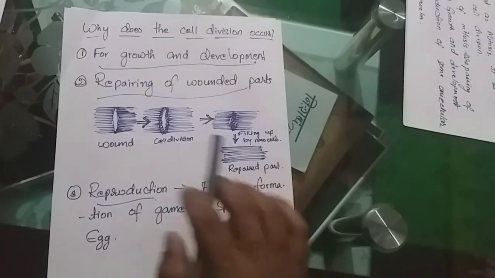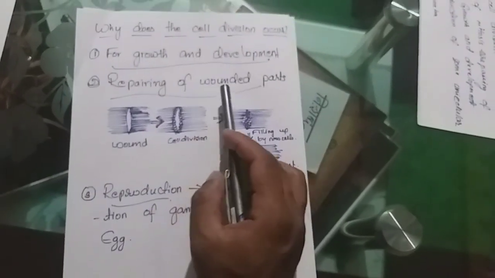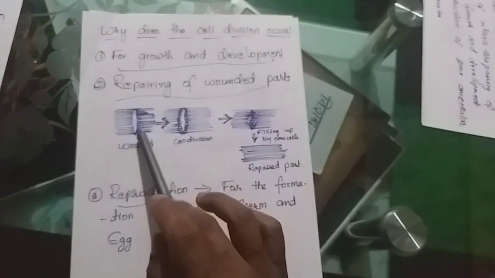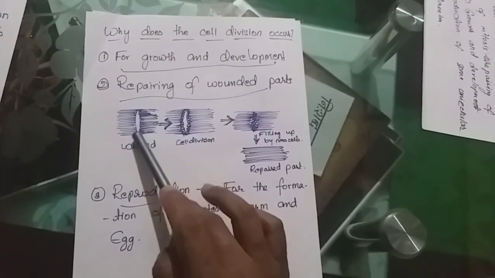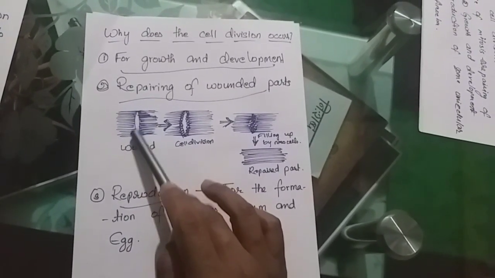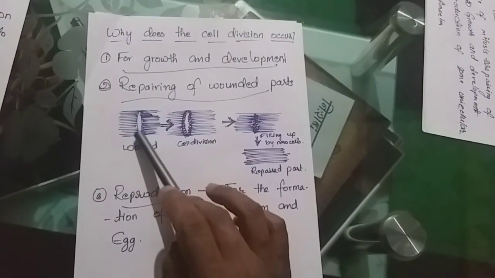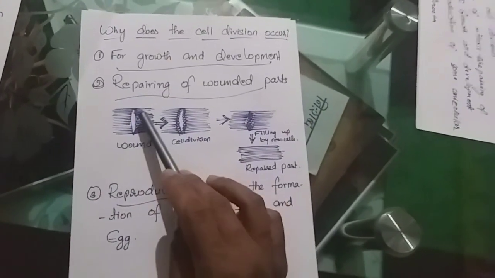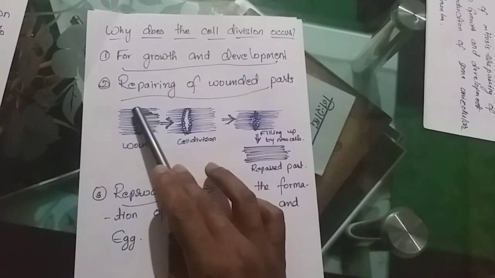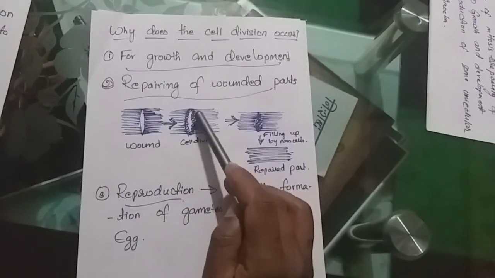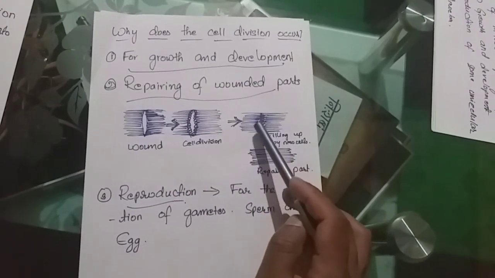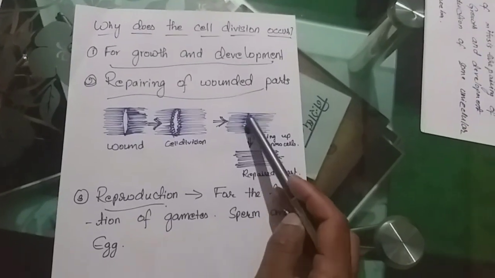Next is repairing of wounded parts. Cell division also helps in repairing wounded parts. Here you can see I have made a structure of a wounded part. The middle one is the wounded or cut part. The cells present at the edge of the wounded part start dividing one by one, and the cell division occurs until the whole wound is filled up with cells.